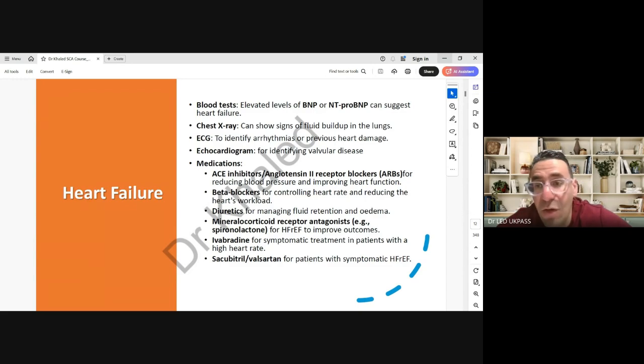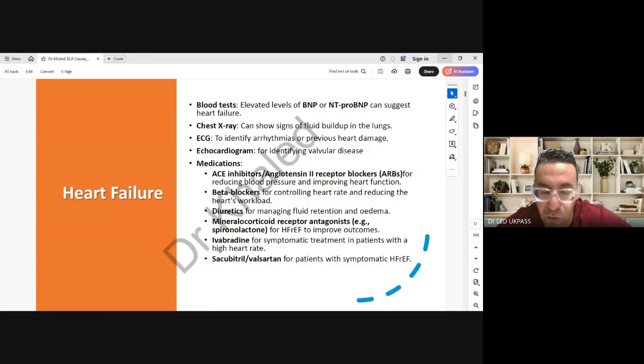From scratch, what can you do? First of all, you need to bring this patient for examination. You need to listen to his heart, listen to his chest, check his blood pressure, but also you need to do blood tests, mainly the pro BNP. So we're going to do a simple blood test.